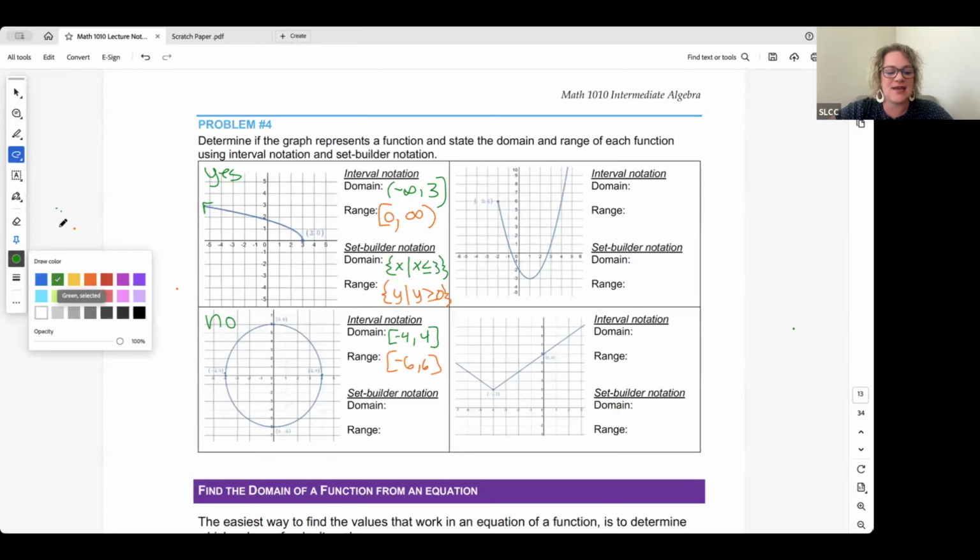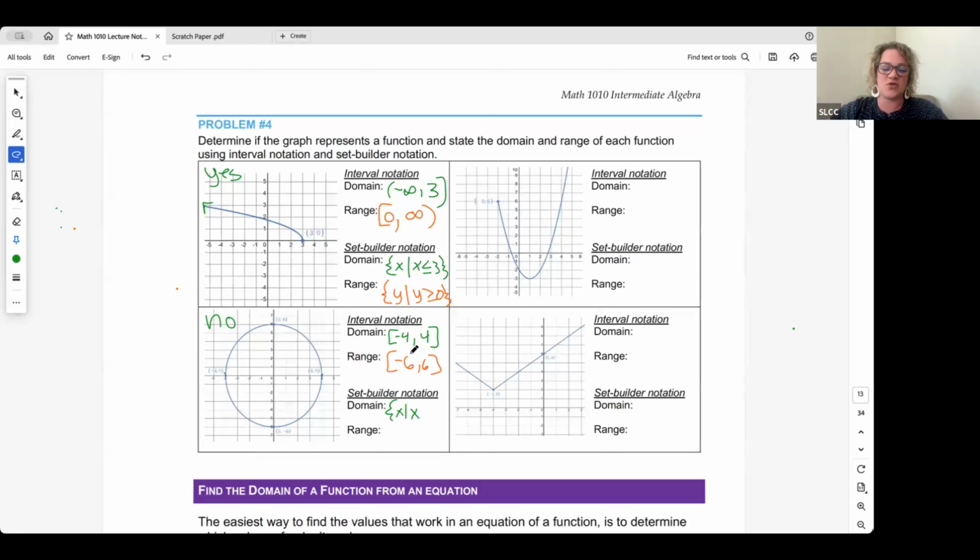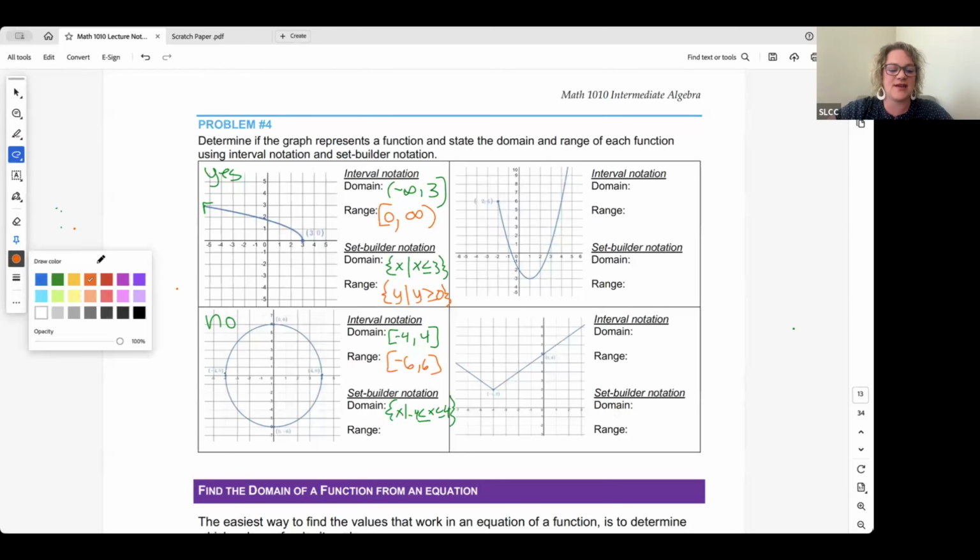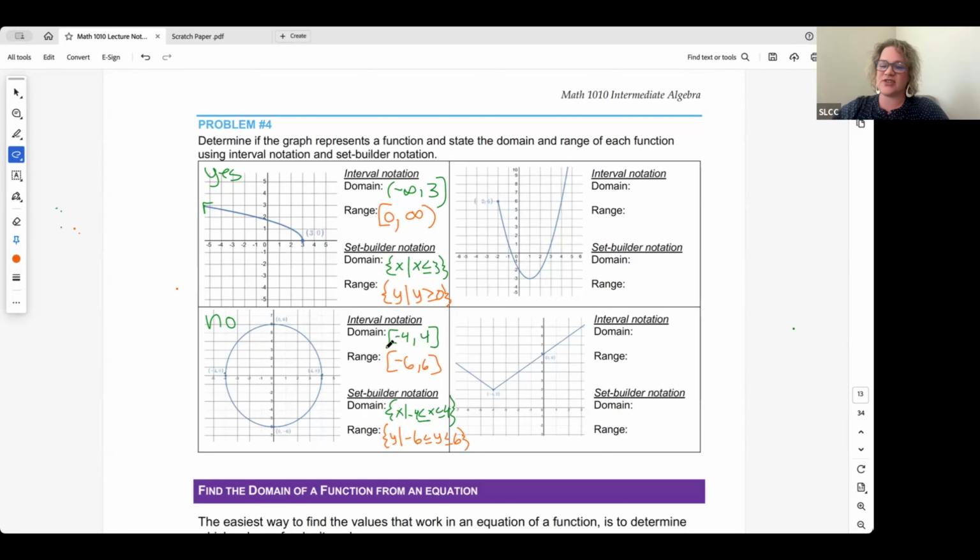How do I write that in set builder notation? So the domain is x, such that x is, how do I put between? So you'd put the x in the middle, and it would be greater than or equal to -4 and less than or equal to 4. What about the range? It's the same kind of idea. So the range is the y such that y is in between -6 and 6. So -6 would be less than or equal to y, which is less than or equal to 6. That is the domain and range of the circle.